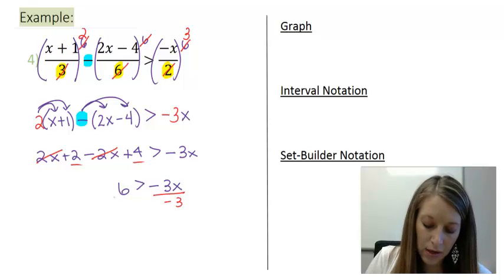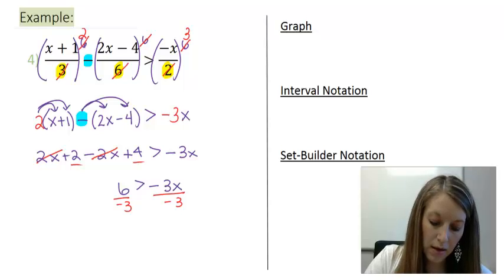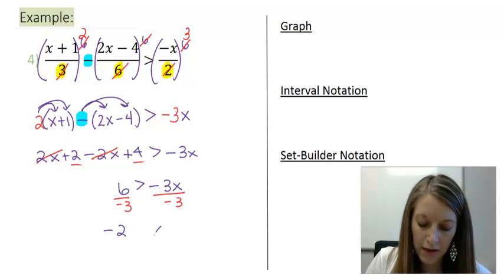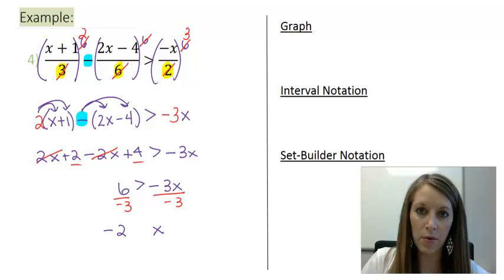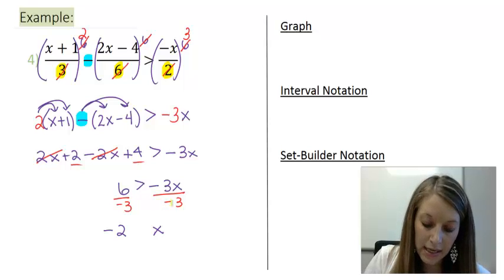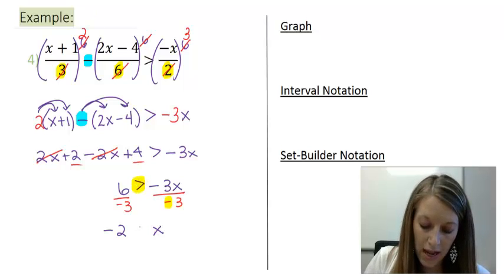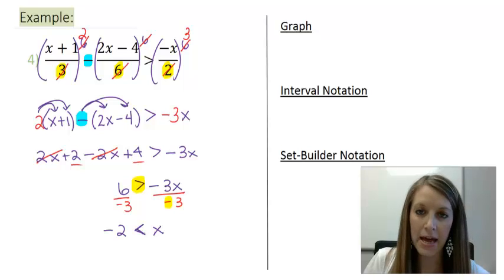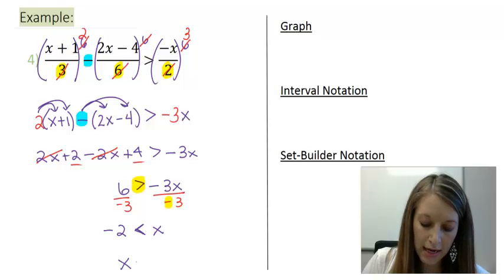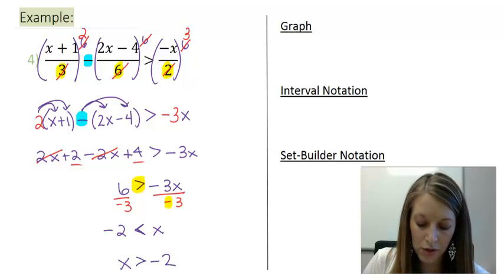Divide by negative 3 gives me negative 2 on the left, and I have my x isolated on the right. But since I did divide by a negative, that means my inequality sign flips. So I have negative 2 is less than x. But notice this is not in the right format. We should always have our variable on the left. So let me rearrange this. So my final solution here is x is greater than negative 2.